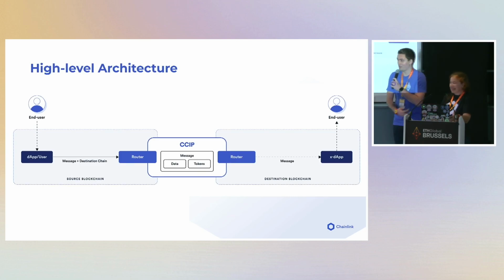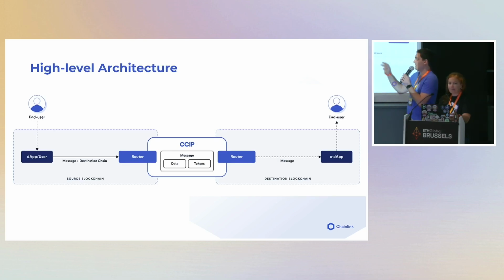We have a specific bounty for CCIP, and we want to spend some time talking about it. This is the high-level architecture of CCIP, and that's pretty much what you need to know about CCIP, at least for this hackathon. There is a router contract, one router contract per CCIP-powered blockchain, and that router contract actually handles incoming messages.